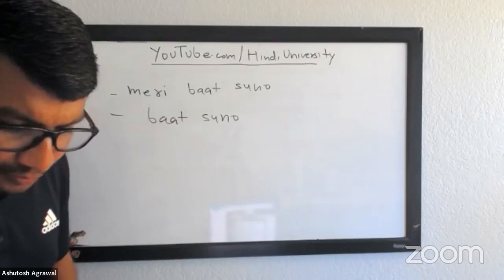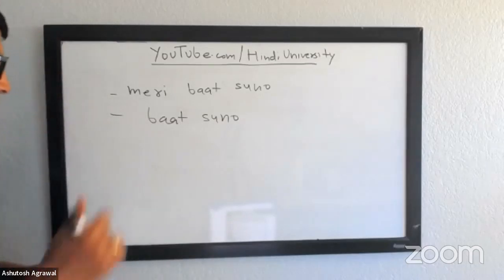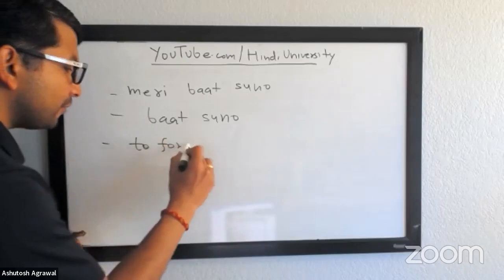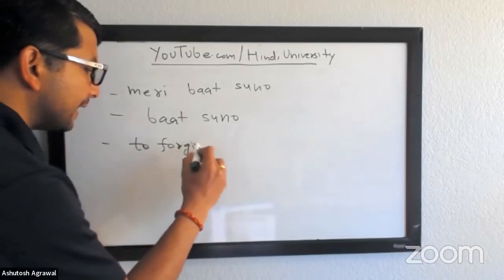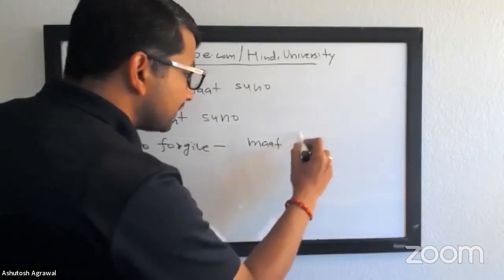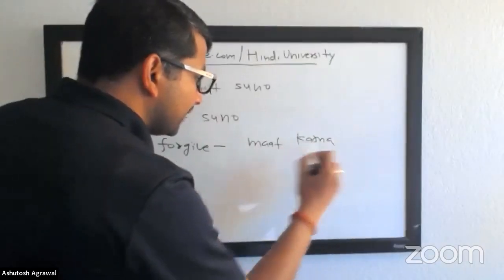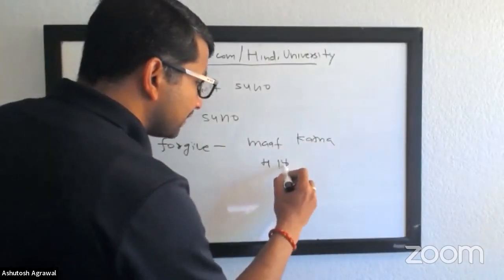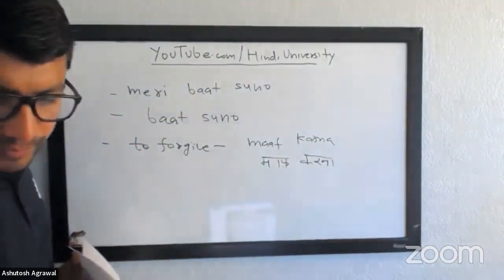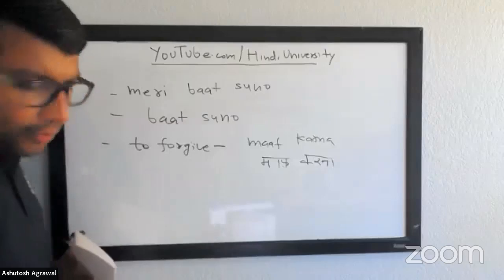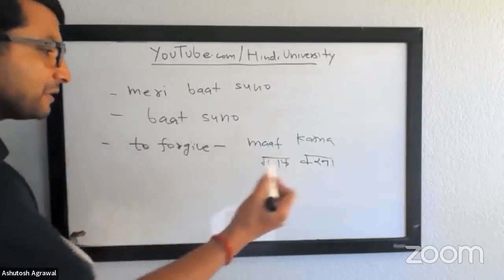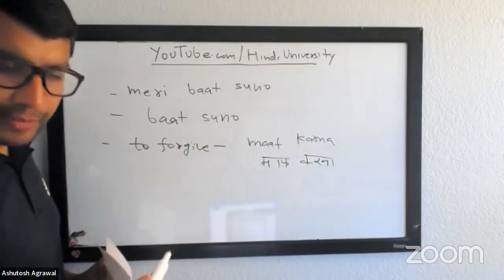There are different forms of it, so I'm going to break it down for you. The second one is to forgive. If you want to use it as a verb, it's basically maaf karna. Okay, maaf karna. And you'll see variations of it. To forgive someone, you will use maaf karna.